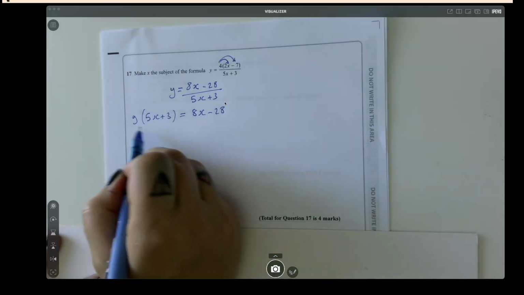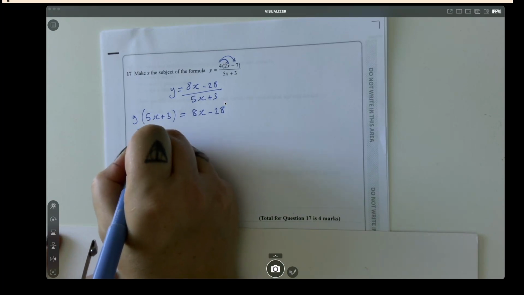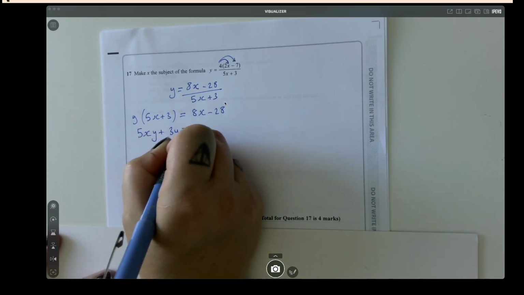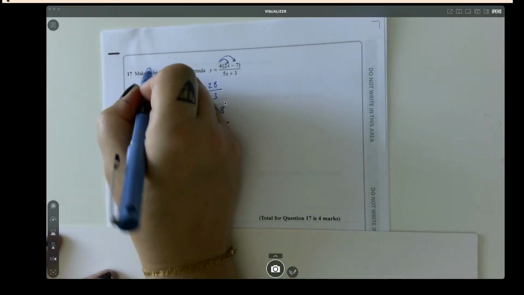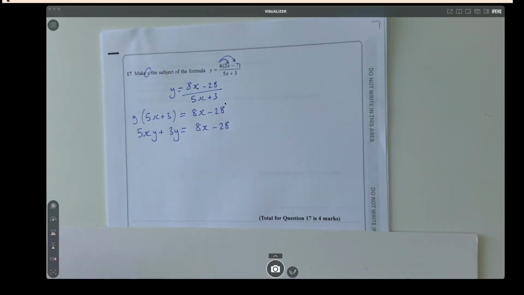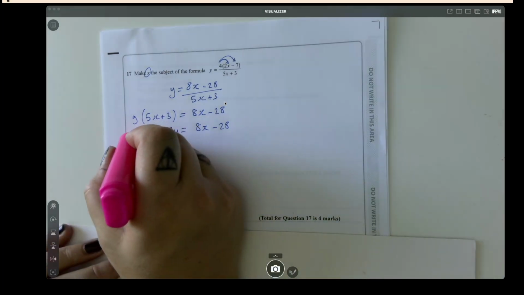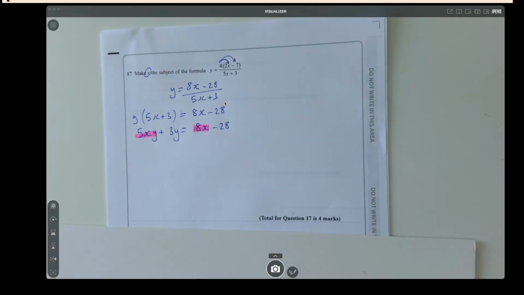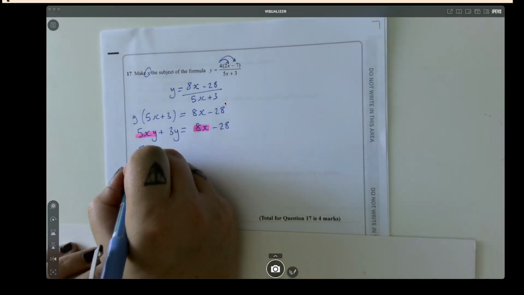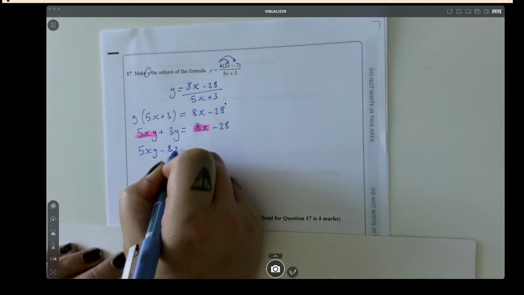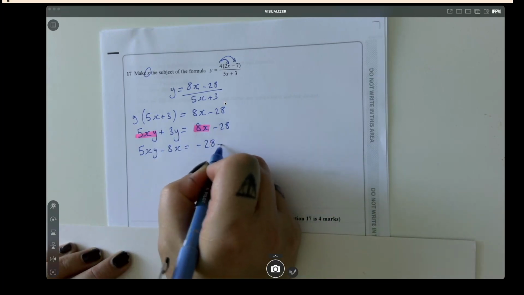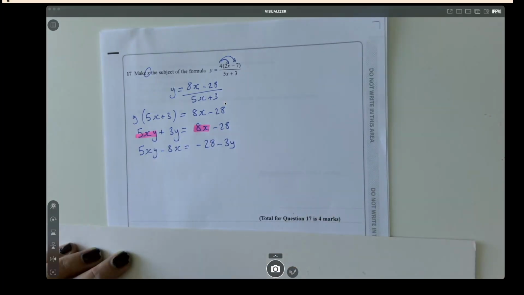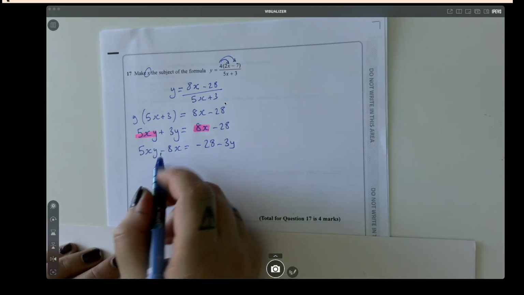I'm now going to expand this bracket. So I have 5xy plus 3y equals 8x subtract 28. I'm making x the subject, so any terms that have x in, so it appears here and here, I want them to be on the same side of this equation. So I'm going to subtract 8x over to this side, and then I'm going to subtract 3y over to this side. Now I can factorise for x.